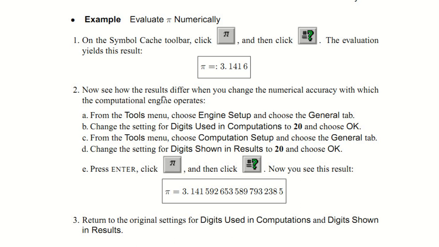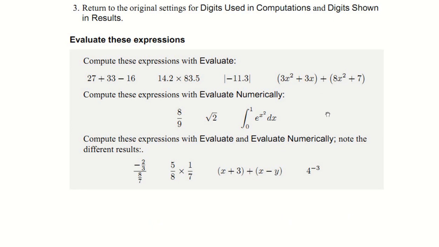Now you see how the results differ when you change the numerical accuracy with which the computational engine operates. From the tools menu, choose engine setup and choose the general tab. Change the setting from digits used in computations to 20 and choose OK. From the tools menu, choose computational setup and choose the general tab. Change the setting from digits shown in results to 20 and choose OK. Press enter. Click pi and then click on this button. Then you see this result which shows the 20 decimal points. You can evaluate these expressions in Scientific Workplace. This is your exercise. You should try yourself.